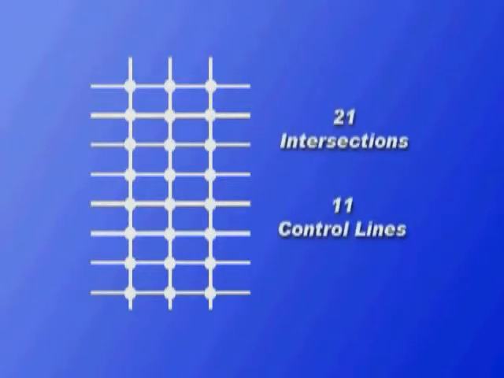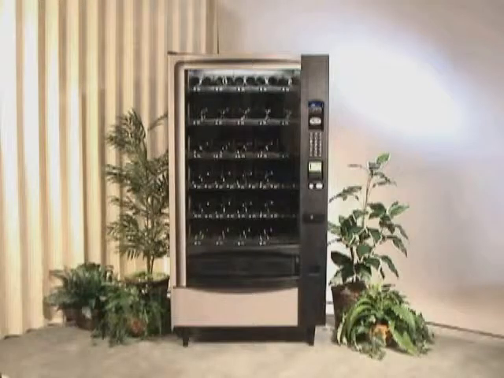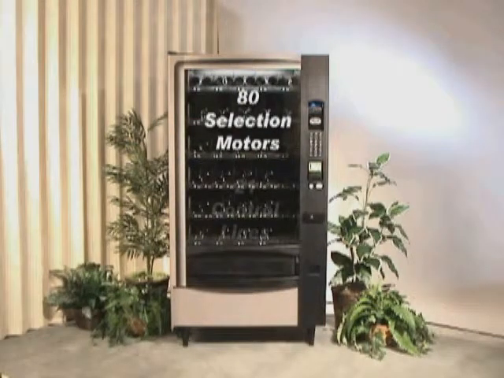The advantage of a matrix system is the ability for the microcomputer to control a large number of devices with a relatively small number of control lines. For instance, the snack merchandisers can operate as many as 80 different motors with only 21 control lines.